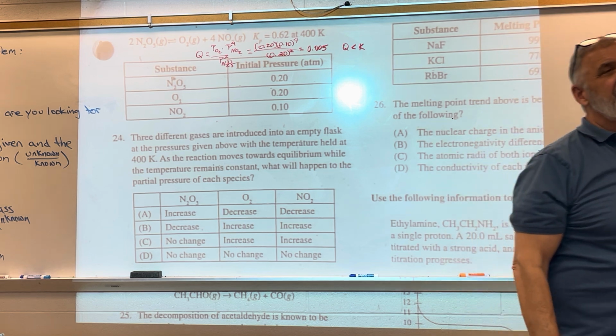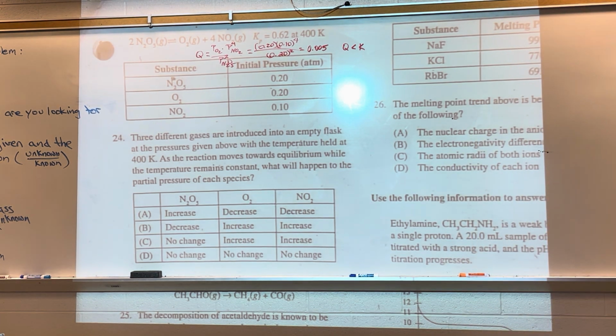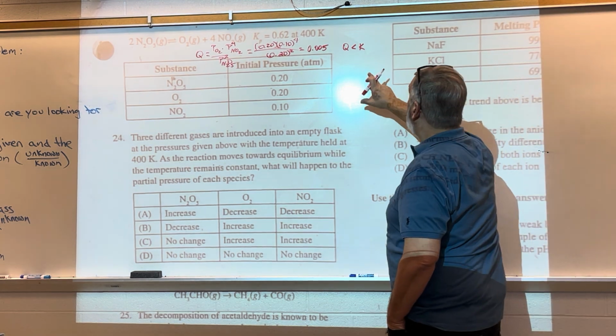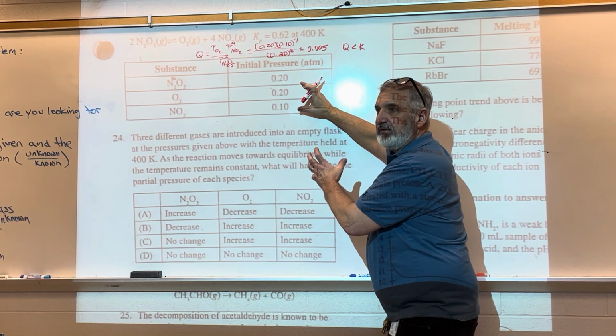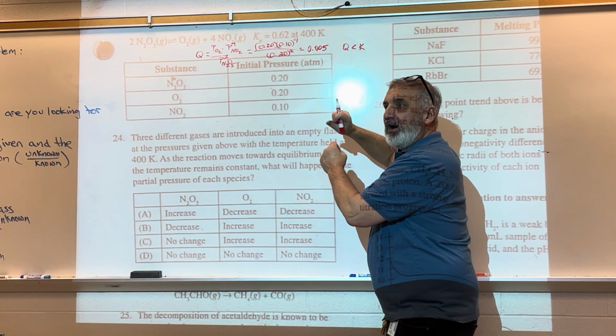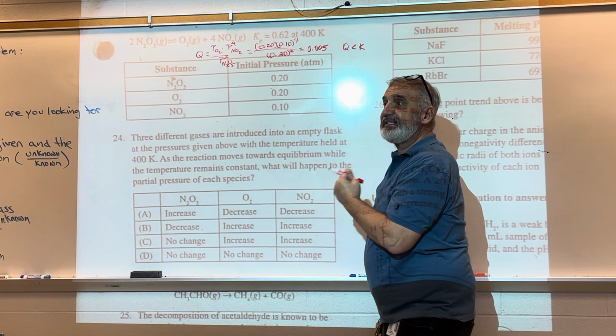Now, y'all, in looking at different things that y'all have done, some of y'all calculate Q, and then you look at something like this and say Q is greater than K. You get your greater than and less than backwards once you've calculated it. So make sure that we understand the greater than, less than part. Since Q is less than K, what does the reaction have to do? We're at initial, we're not at equilibrium here. So how does the reaction have to go to get to equilibrium?